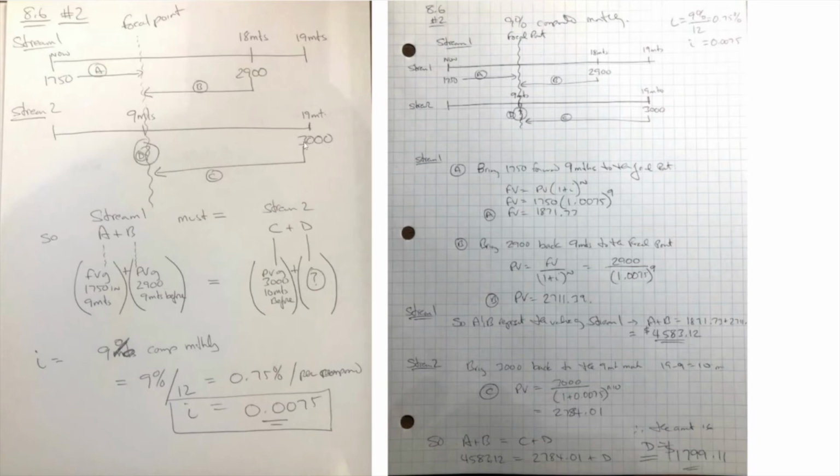The other known thing is the total of stream 1 at the 9 month mark must equal the total of stream 2 at the 9 month mark. So stream 1, which is A plus B, must equal stream 2, which is what I call C plus D. Now, one of those is a mystery. Seeing we know 3 of them, we could figure out the third one by doing simple subtraction. Okay? So that's the basic theory behind resolving this problem.